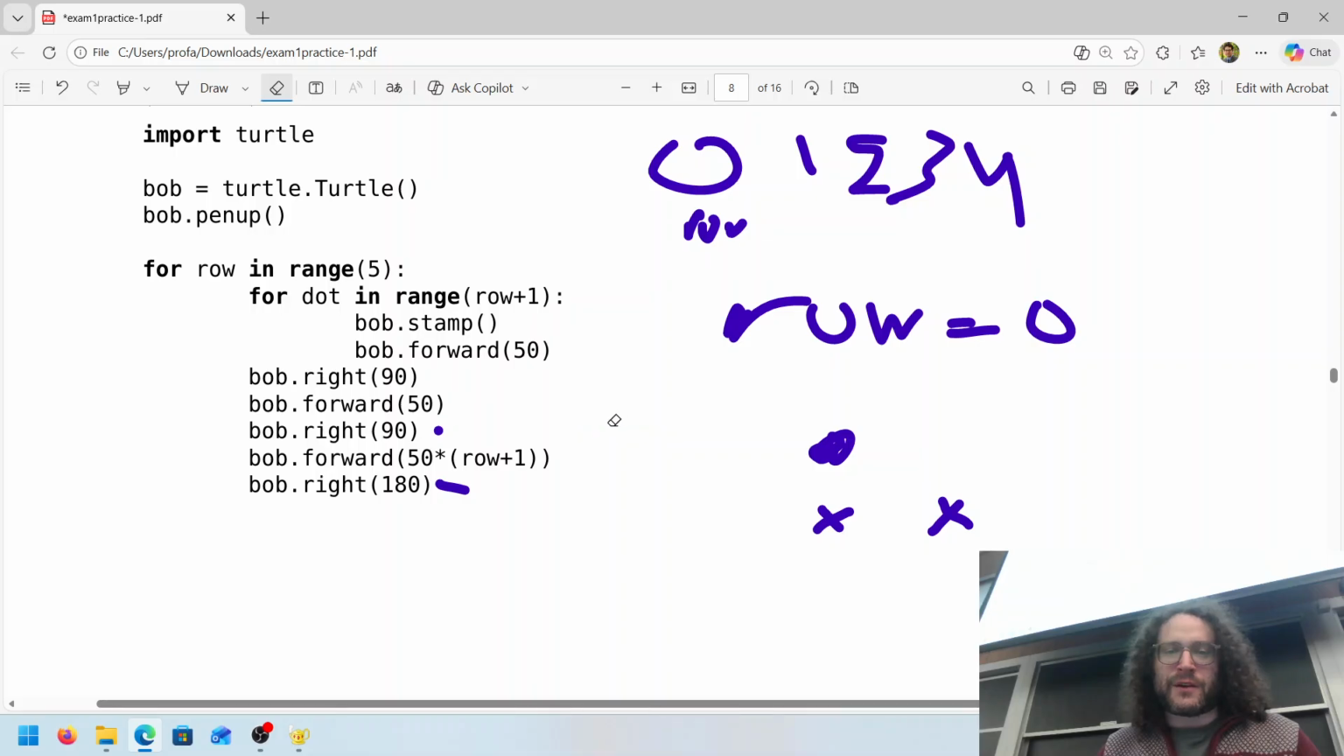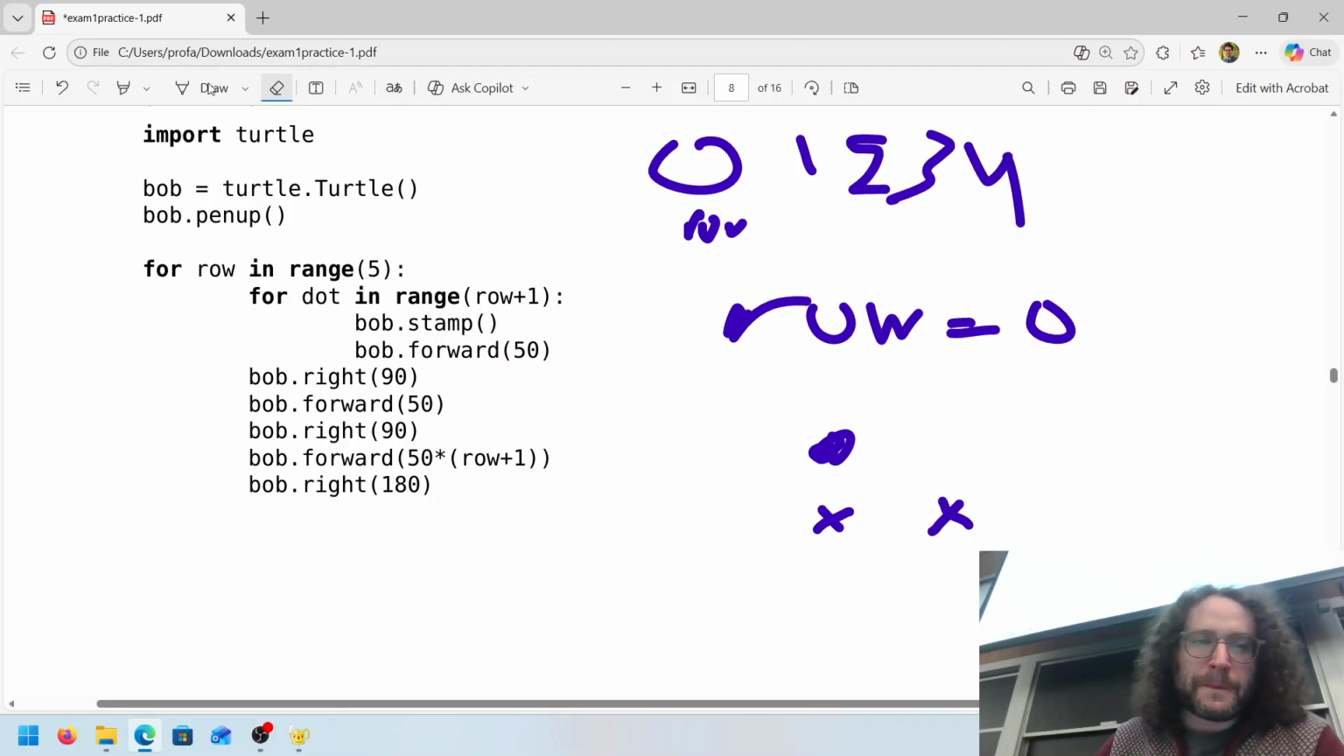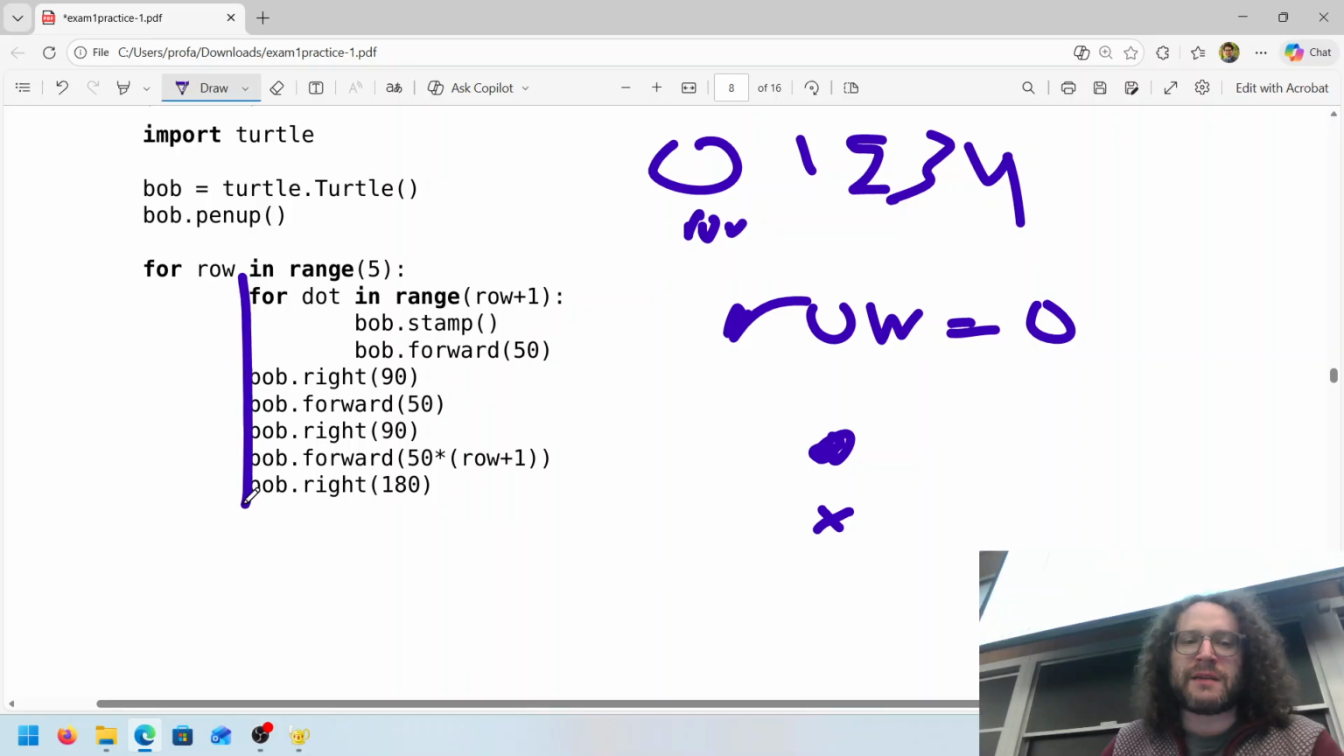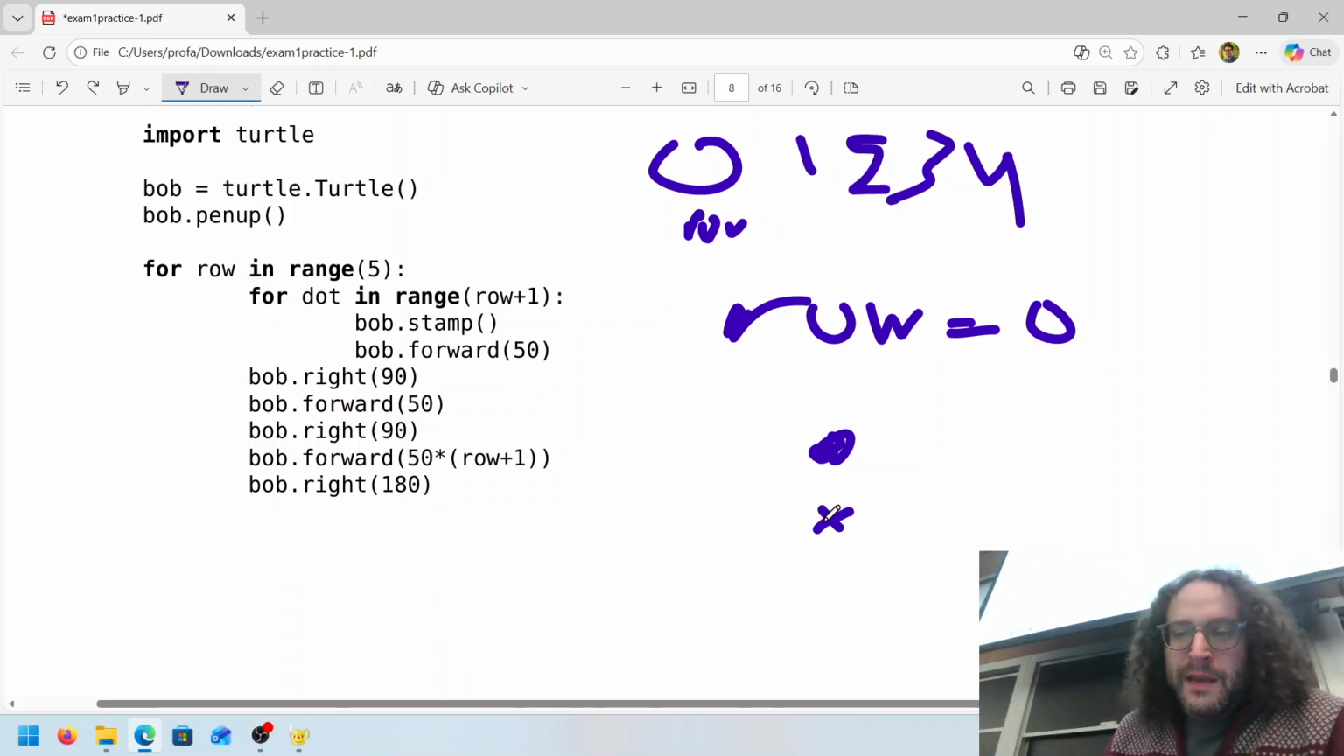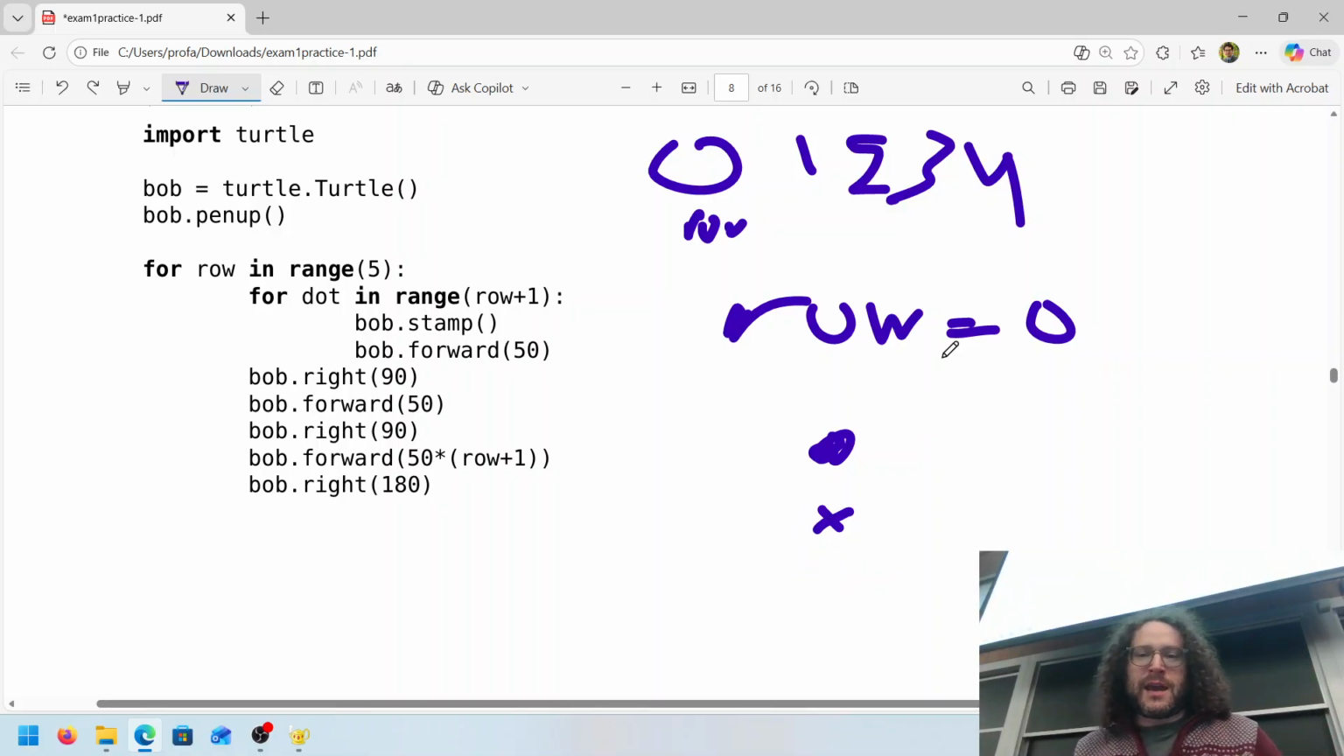So if we think about it for a second, we start this way, then we turn 90, 90, 180. Oh, that is 360 degrees. So when we're done with this loop, we are facing the same way we started. Make sense, everybody? Okay? And right now we are right here and we're facing this direction. Okay, row is now equal to 1.